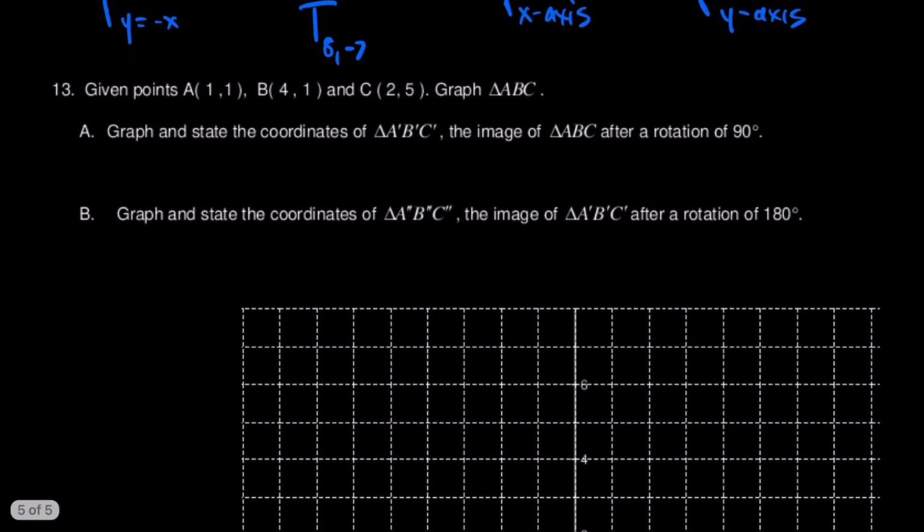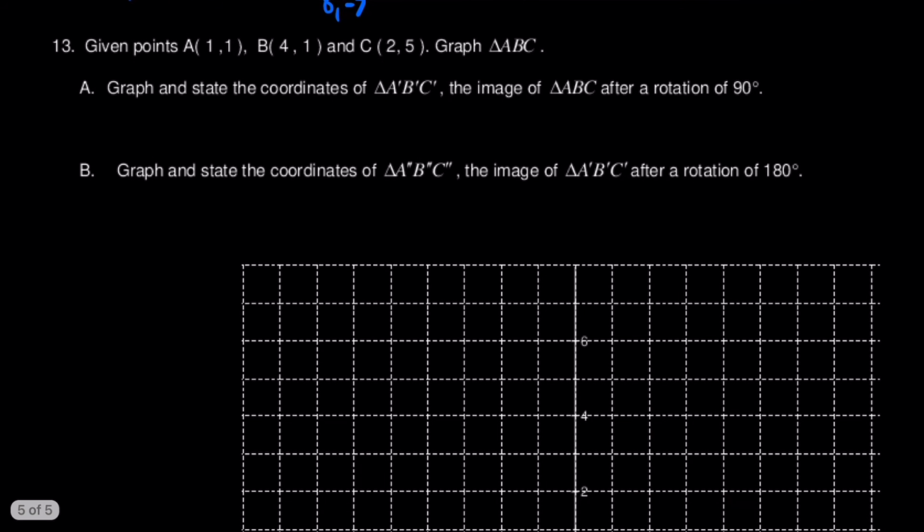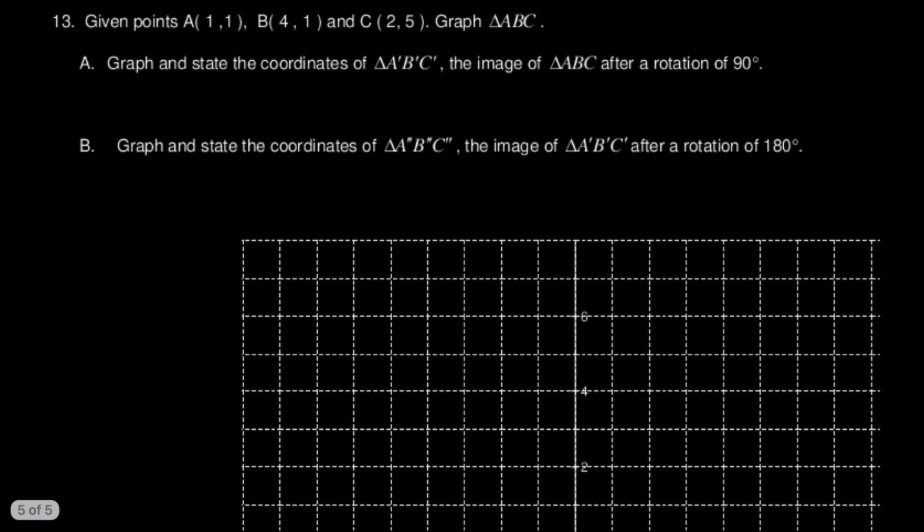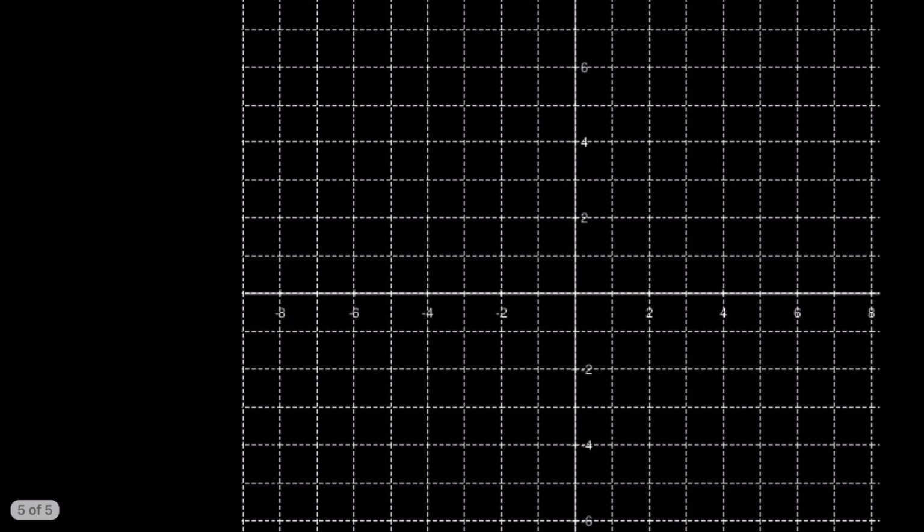All right, our last one. It says, given the points A is 1, 1, B is 4, 1, C is 2, 5, graph triangle ABC. All right, so I'll do this one at a time. I have to scroll a little bit here. So A is 1, 1. Let me plot that. There's point A. B is 4, 1. So there's point B. And C is 2, 5. So there's C. And then I'll sketch that in real quick.